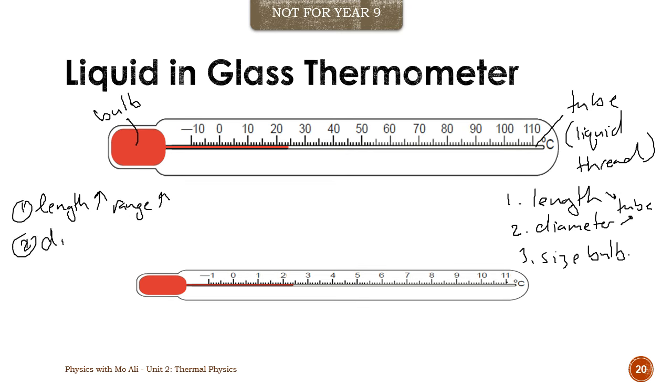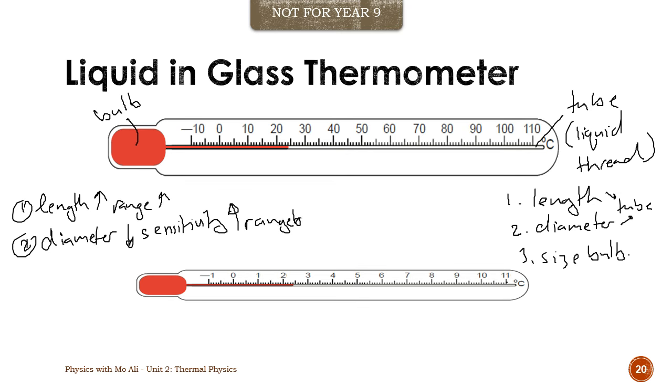Okay. Second, if you decrease the diameter of the tube, if you make the tube thinner, the sensitivity will decrease. Oh, sorry, increase. There's no undo option, unfortunately. So sensitivity will increase. It will become more sensitive. But this also causes the range to decrease.